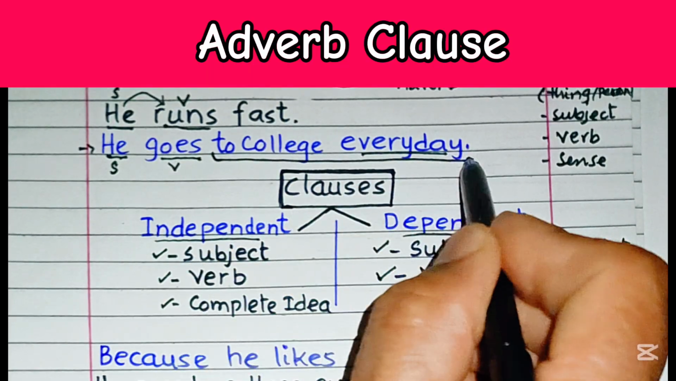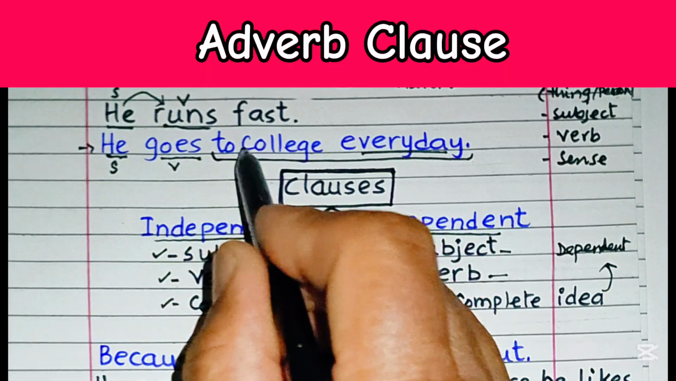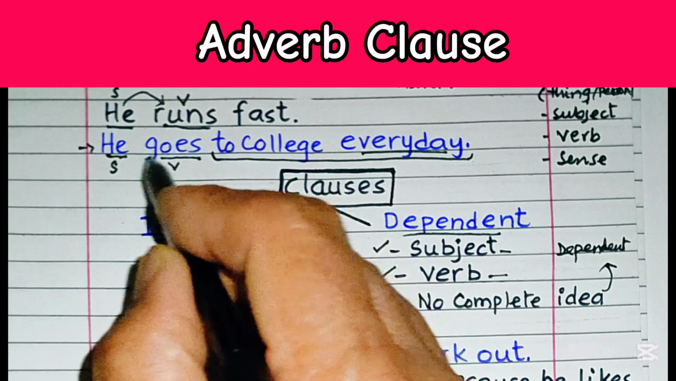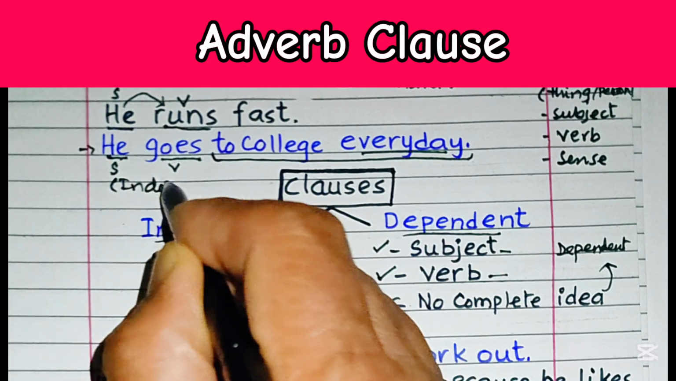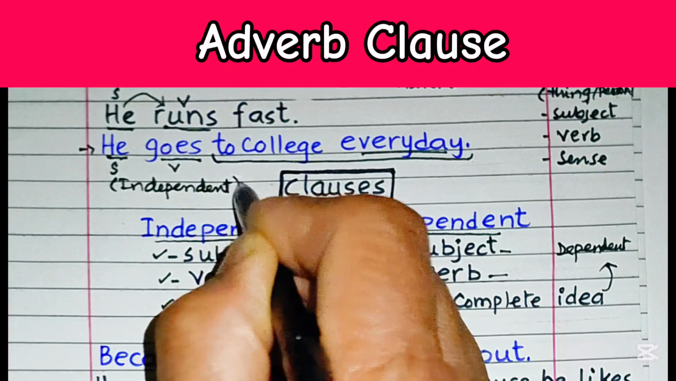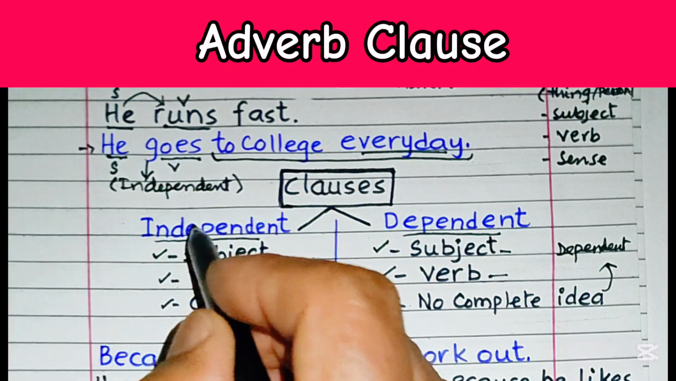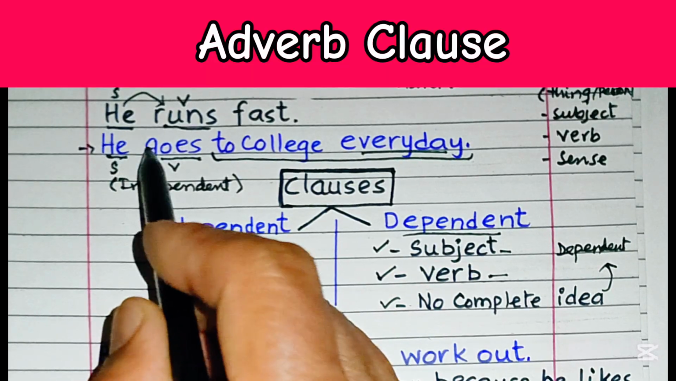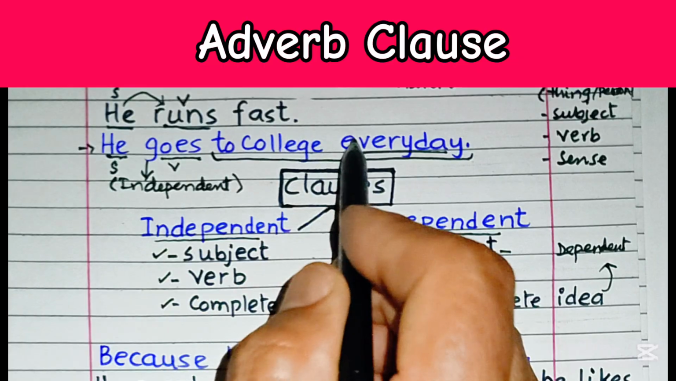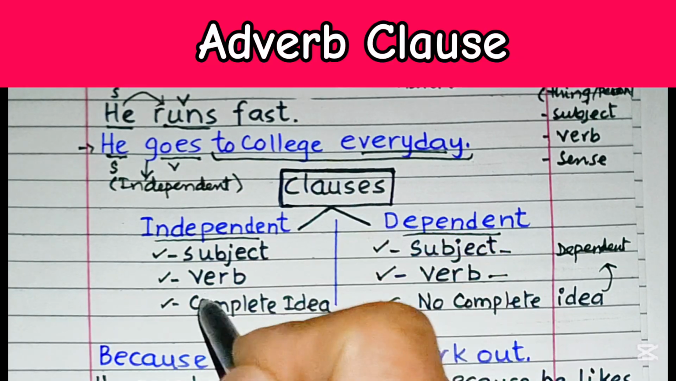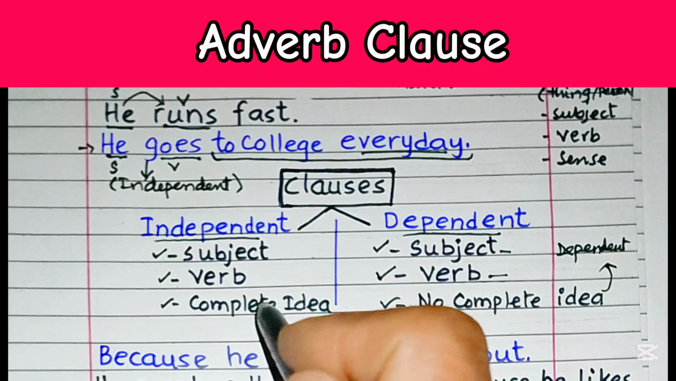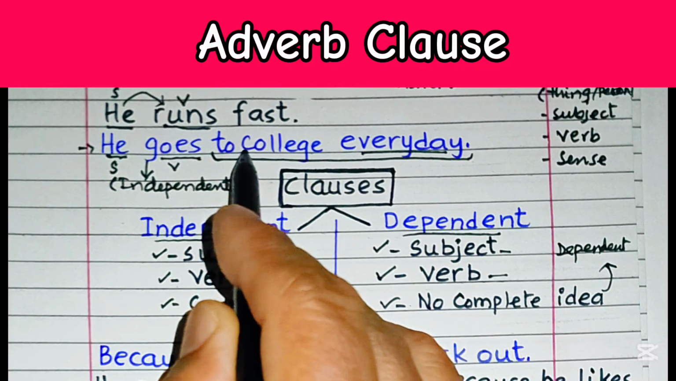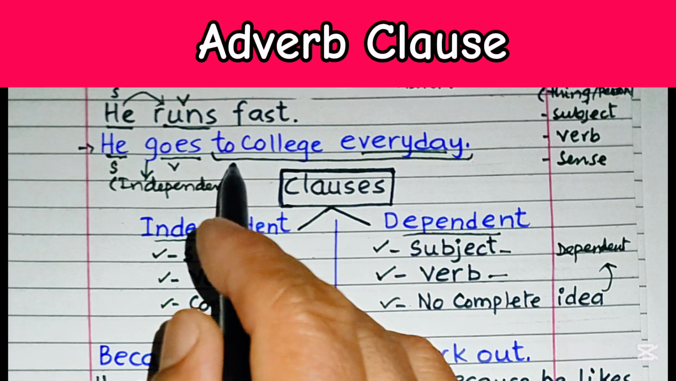With the help of this phrase, this is going to be a complete idea, and this may be called a sentence, or it is an independent clause. So this clause is going to be the independent clause because it has got a subject and a verb, and then "to college every day" makes the sense complete. There is a complete idea behind this subject and verb, and with the help of this phrase, it is a complete independent clause.